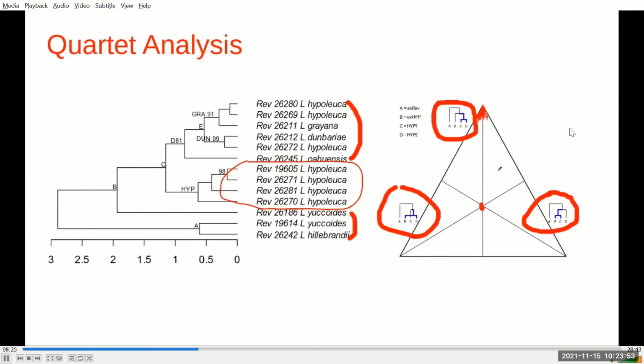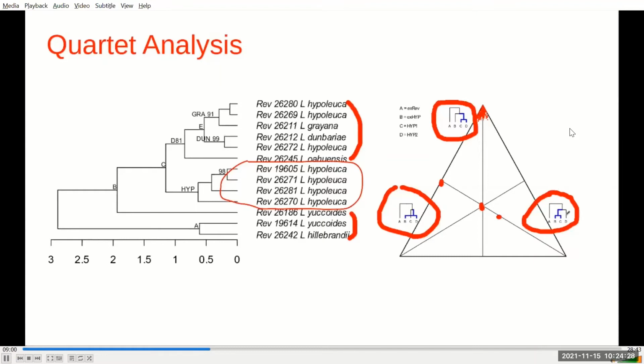If instead the trees C plus D and B plus D were equally probable, 50-50, and this one was not probable at all, you'd get a point here. If this tree was 50% probable and these 2 were equally probable, you get a point right around here. But for each quartet, you'd get a single point with what's called a concordance factor, which is what percent of the genome points to this tree, and this tree.